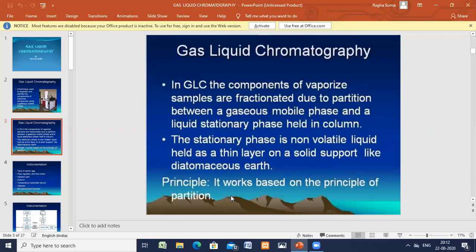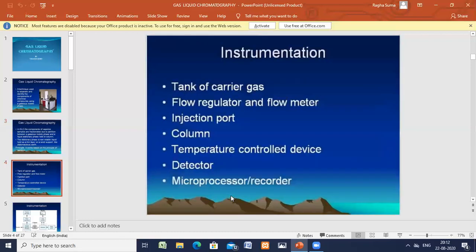I'll show the basic diagram, and I'll explain the instrumentation in detail. It consists of the carrier gas. The principle we have understood: what gas liquid chromatography is, and the principle behind it. Now we'll see the instrumentation.